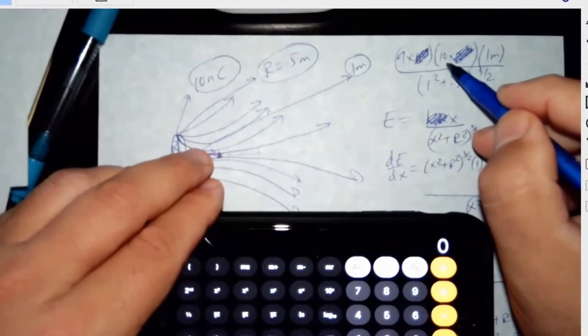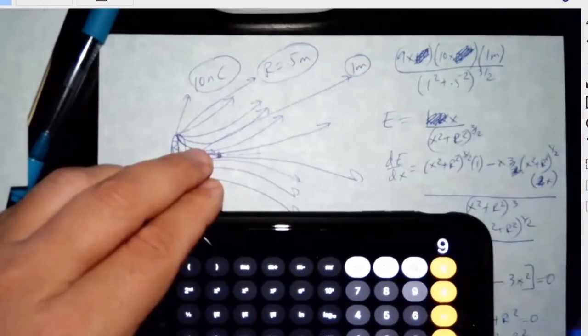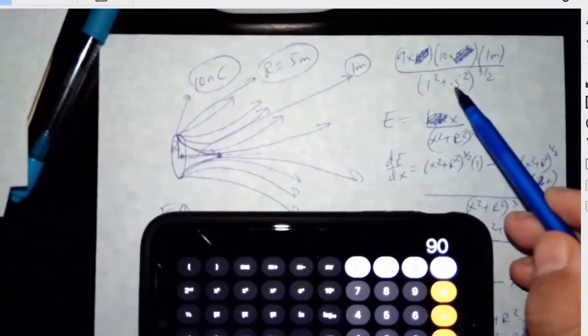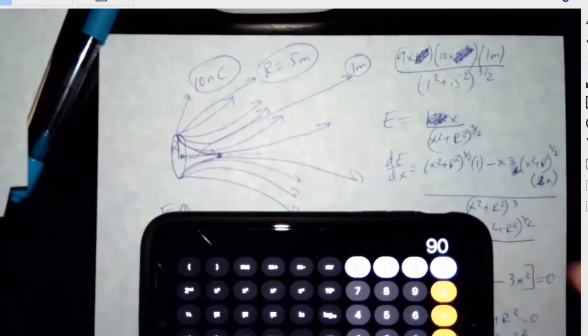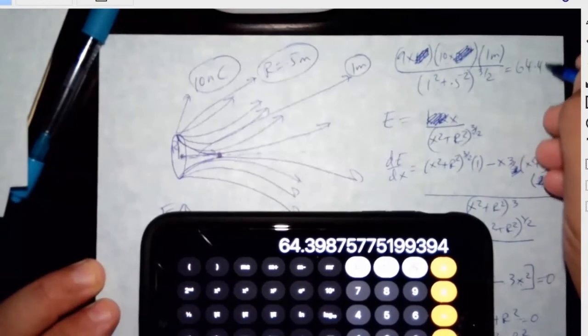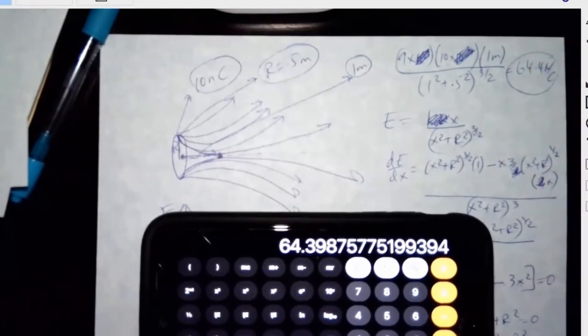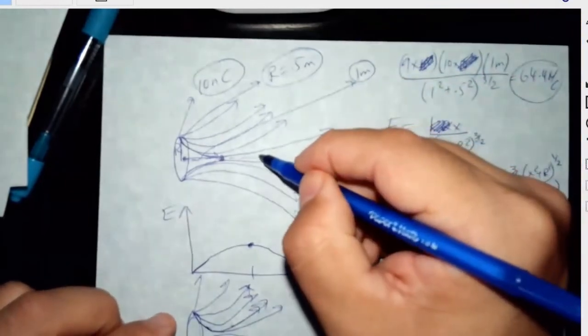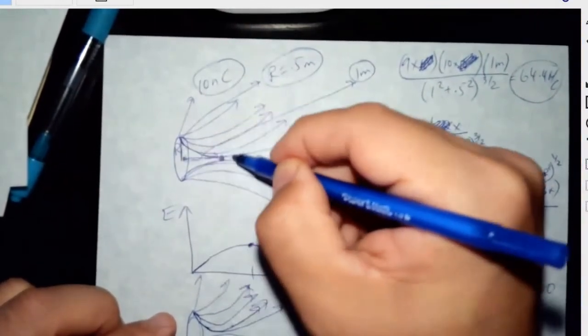So this will just be what? 90 divided by what's 1 squared plus 0.5 squared? 0.25. 1.25 to the power 1.5. 64.4 newtons per coulomb. Okay, it's not that big, 64.4. That's probably somewhere here on the graph, 1 meter. This is half, like somewhere here.